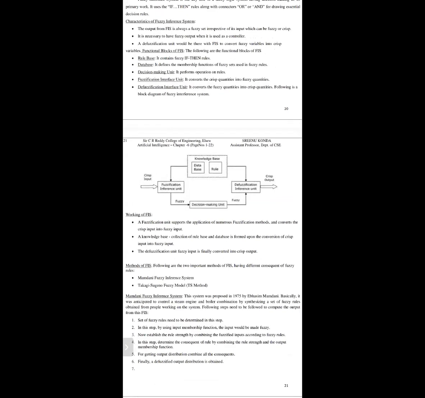Okay. So coming to the first functional block, that is the rule base. This particular rule base contains fuzzy if-then rules. So these are if-then rules, right? That is the rule base. Next one is database.